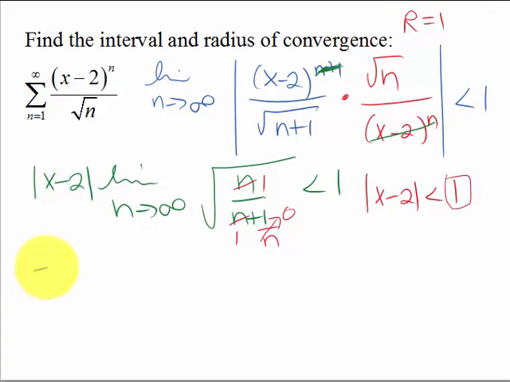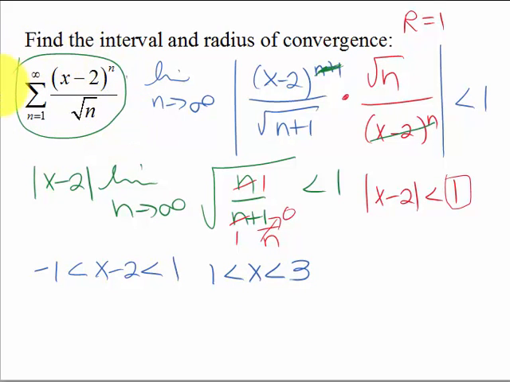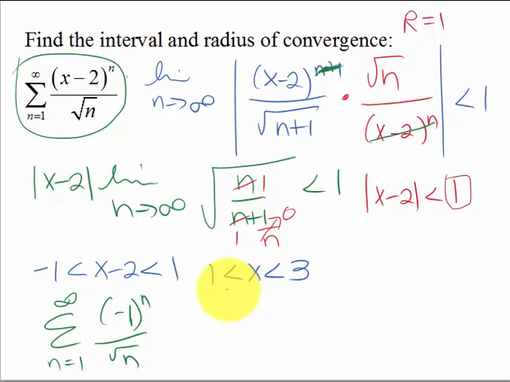So let's go ahead and write this as a compound inequality. So we have negative 1 is less than x minus 2, which is less than 1, adding 2 to both ends. We would have 1 is less than x, which is less than 3. So let's test the endpoints by getting our original series, and first let's put in a 1. So we have, as we're summing up from 1 to infinity, putting a 1 in for x, we have 1 minus 2, so that's going to be negative 1 to the n, and then that's divided by square root of n. Well, this is an alternating series, and since this denominator is going to become large, the terms are going to go to 0. So by the alternating series test, this series does converge, and so we want to include this endpoint of 1. We make this or equal to.